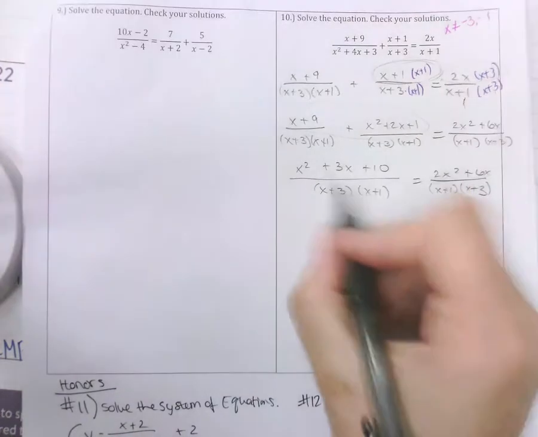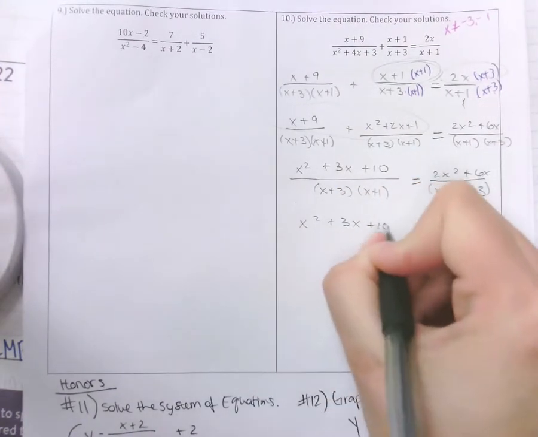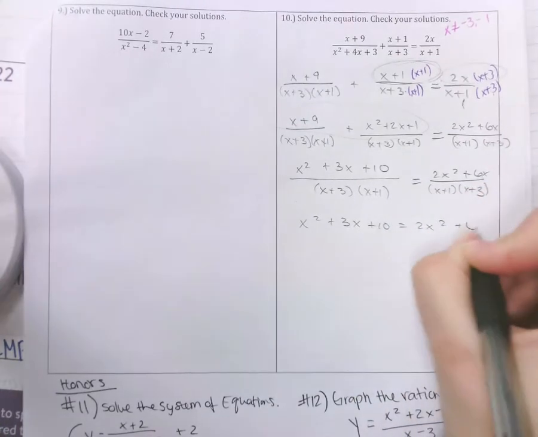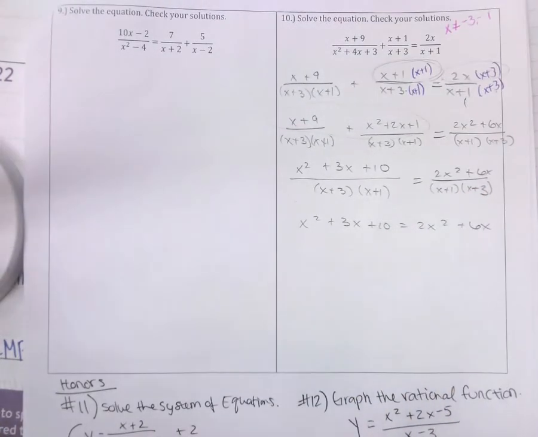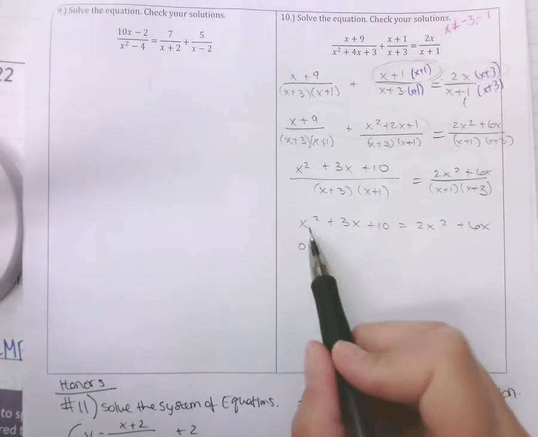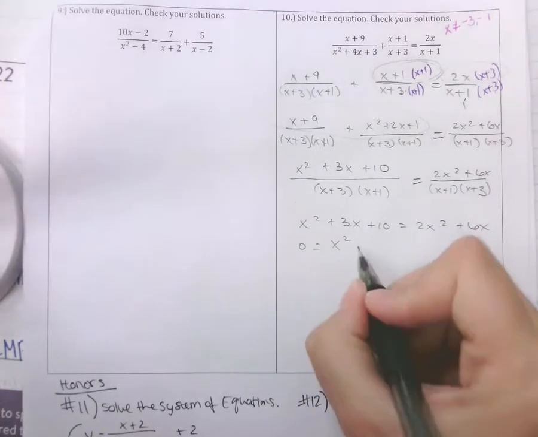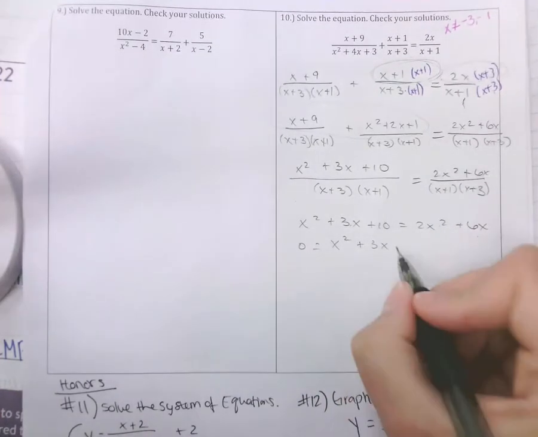Then I'm going to ignore the denominators and just solve the numerator equation, which is quadratic, which means get it set equal to 0. So subtract x squared, subtract 3x, and subtract 10.